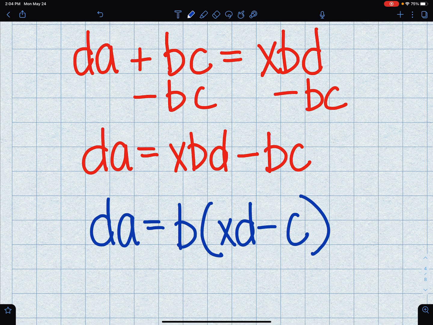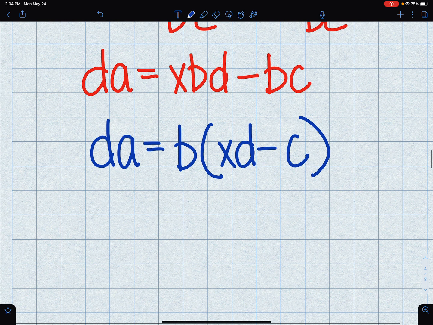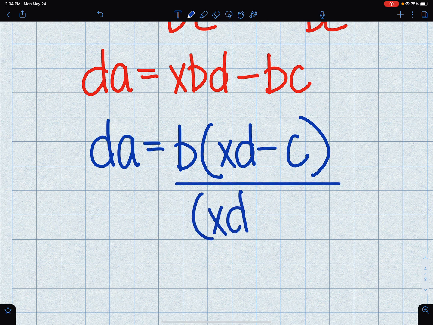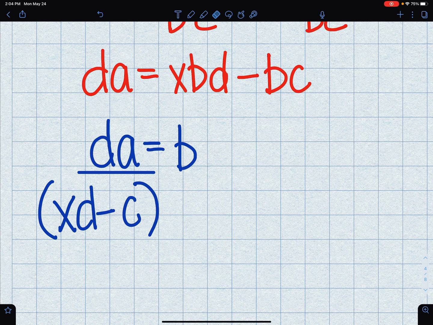Now what do we have to do? As the last step, we have to divide both sides of the equation by this guy. That way we have isolated the b. So we're going to divide this by xd minus c, and we're going to divide this by xd minus c. When you do that, this cancels out with this, and because of that, you have isolated the b. So b is equal to that. Easy peasy, right?